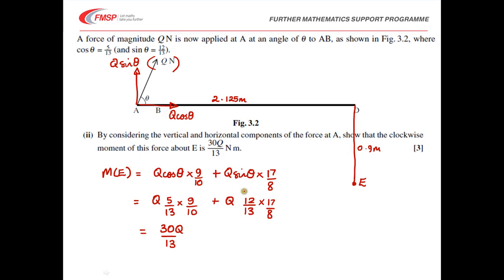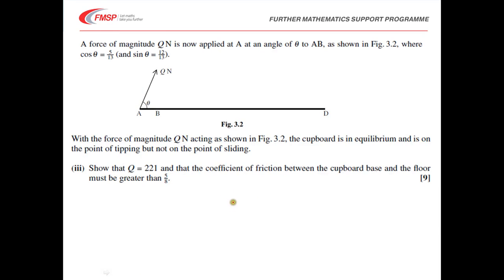Marks for this one, there's a method mark for the moments expression, there's a B mark for getting correct lengths or ratios, and an E mark for getting the shown answer. Okay, we've now got to show that Q is 221, so the force of magnitude Q is acting, the cupboard's in equilibrium and is on the point of tipping, but not on the point of sliding.